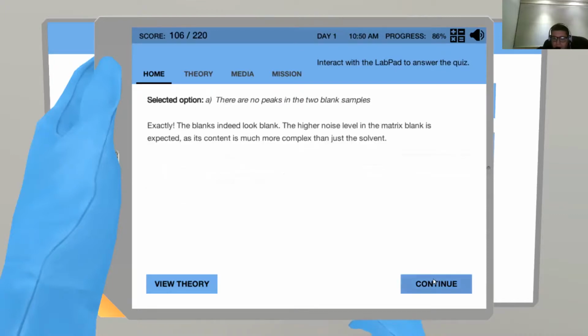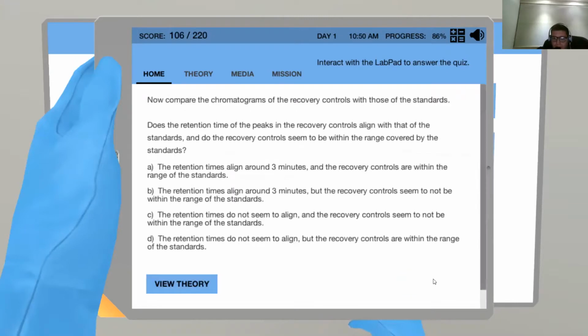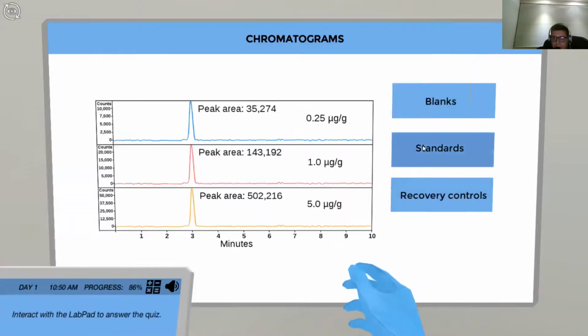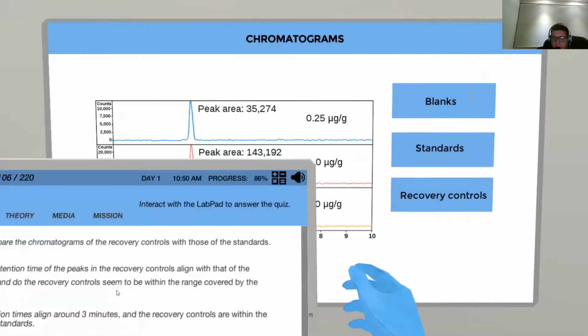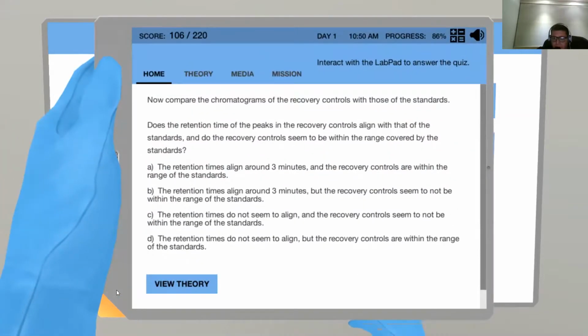The higher noise level in the matrix blank is expected. Now compare the chromatograms of the recovery controls with those of the standards. Does the retention time of the peaks in the recovery controls align with that of the standards, and do the recovery controls seem to be within the range covered by the standards?